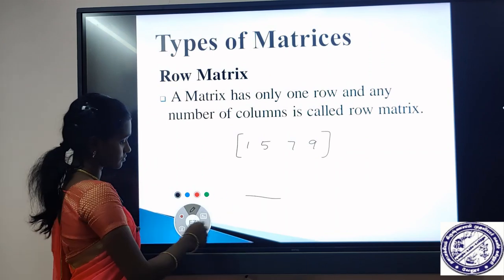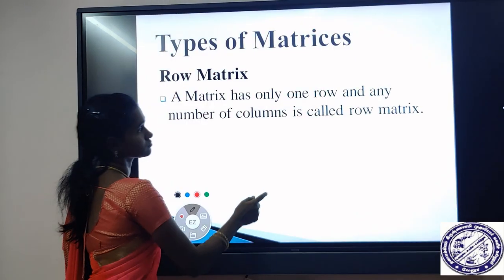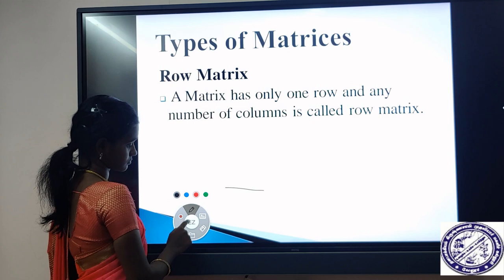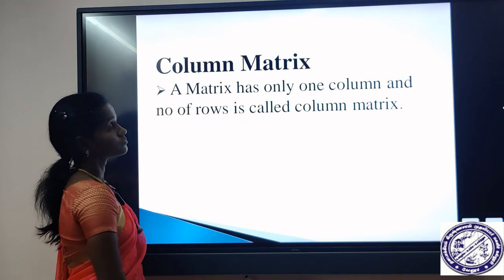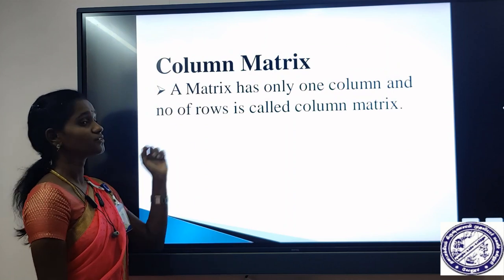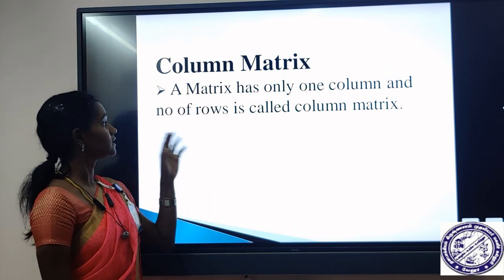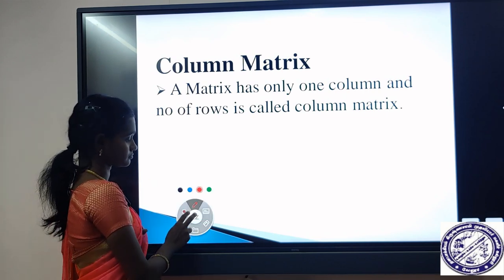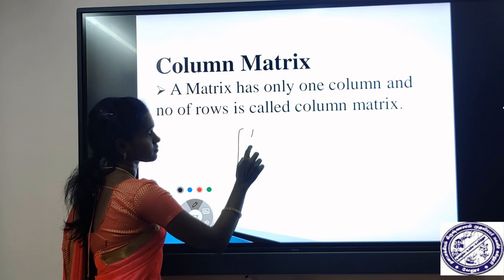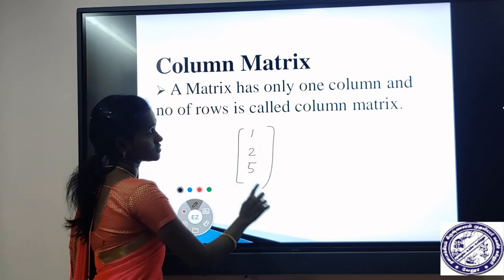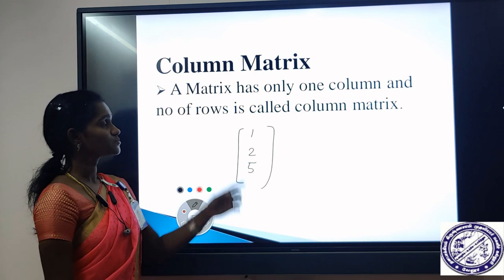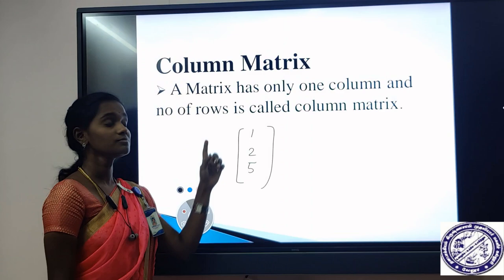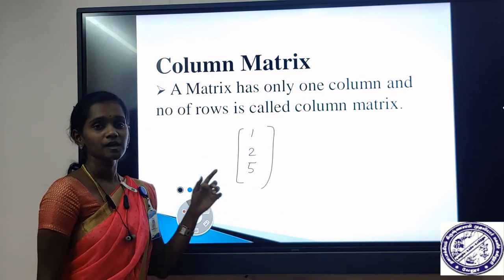Next we are going to see what is a column matrix. A matrix that has only one column and any number of rows is called a column matrix. For example, this is called a column matrix. Column matrix means only one column and any number of rows. It has only one column and 3 rows. This is called a column matrix.